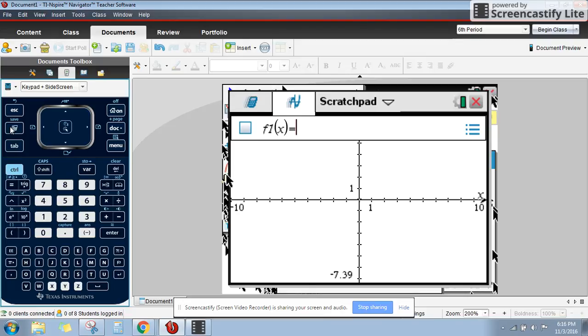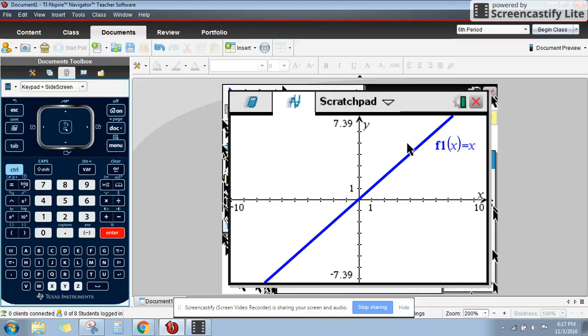And so what you're going to do is in f1 of x, you're going to put the parent function, and that parent function is y equals x. So you will simply just press an x in the f1 of x, and you will press enter. It will graph your parent function. That is your original parent function.